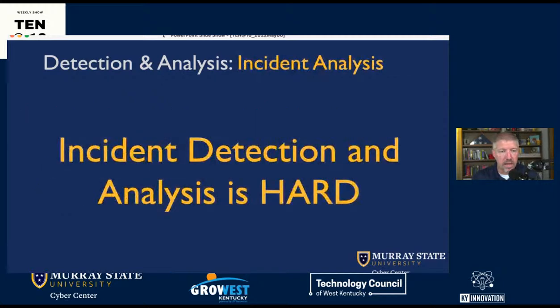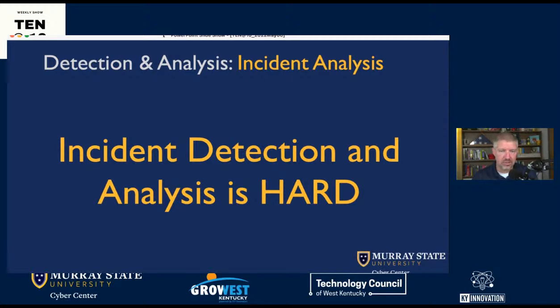Before I go any further, let me stop and say, incident detection and analysis is hard. What we're talking about today is hard to do really well. There are thousands and millions of people around the world working in what's called security operations centers, that are actively trying to detect security incidents and provide that analysis for what happened with those incidents. This is really hard to do.